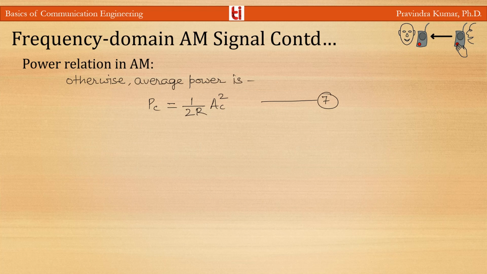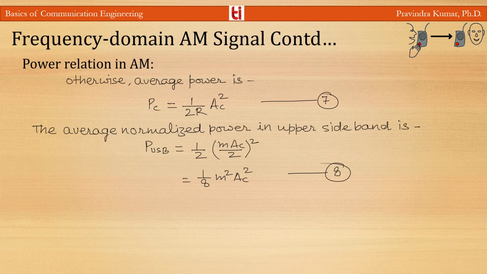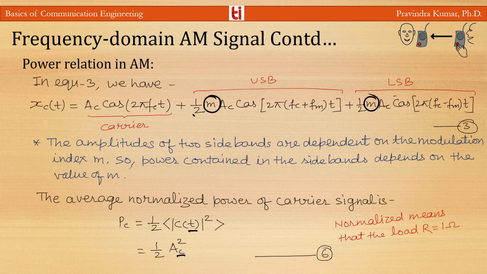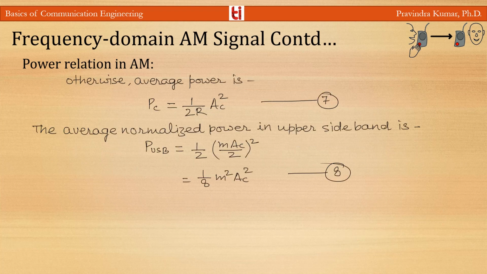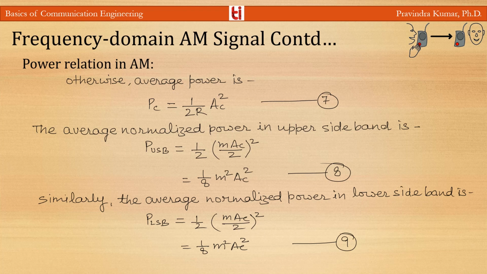And the average normalized power in the upper sideband: in the upper sideband the amplitude is mAc by 2, as you can see in this equation 3. So its average power will be 1 by 2 times (mAc by 2) whole square, or you can say 1 by 8 m square Ac square. And the average normalized power in the lower sideband will also be 1 by 8 m square Ac square.